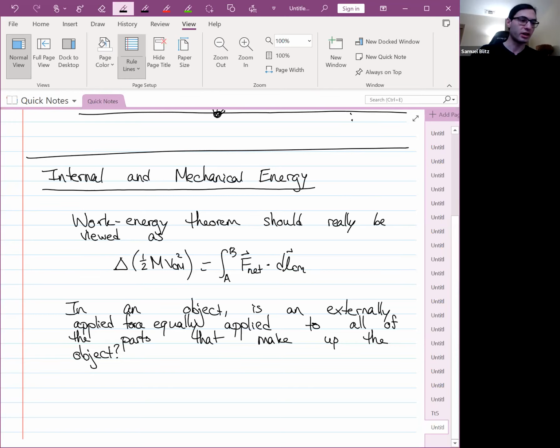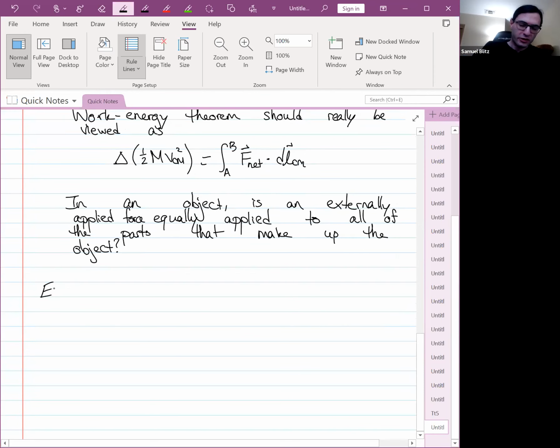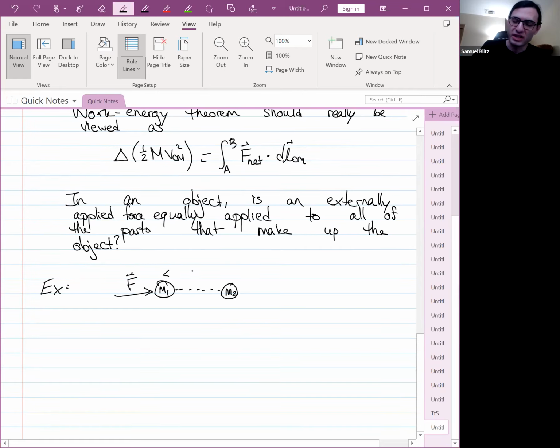So let's look at a really, really simple example. Let's say that we have two objects, mass 1 and mass 2. They're not really joined by anything. We're just treating them as a single system. Let's say that we apply a force to the left object, the left particle. Imagine that these are atoms that are loosely bound to each other. So that particle might move some distance, say delta x.